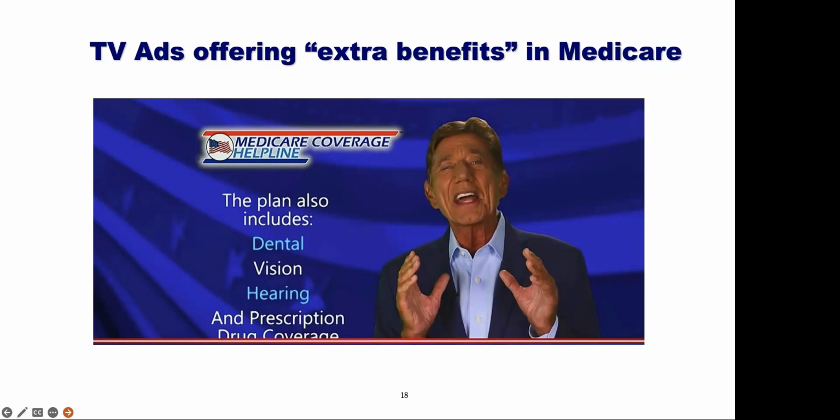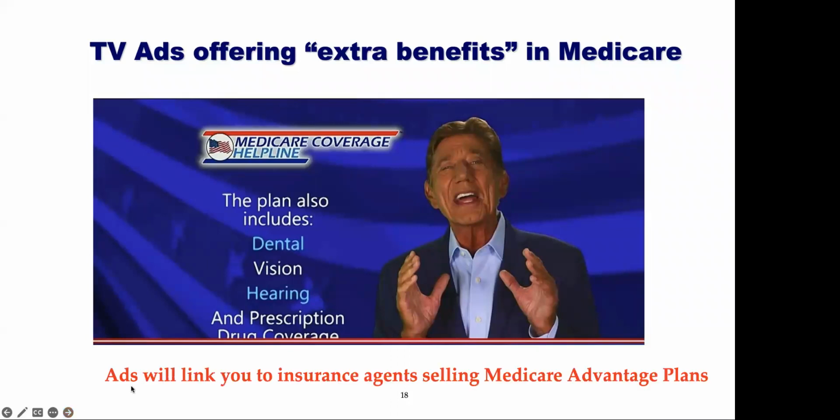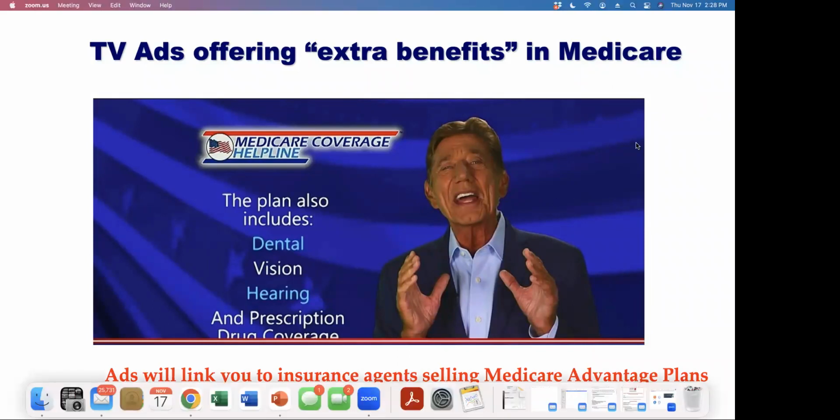And they're talking about all of these wonderful benefits that you may be missing out on, and you need to rush to call an 800 number and tell them your zip code. What these plans are doing, if you call the 800 number, the ads will link you to insurance agents that sell Medicare Advantage plans. This is the other way to get Medicare. And we'll be discussing Medicare Advantage plans shortly.